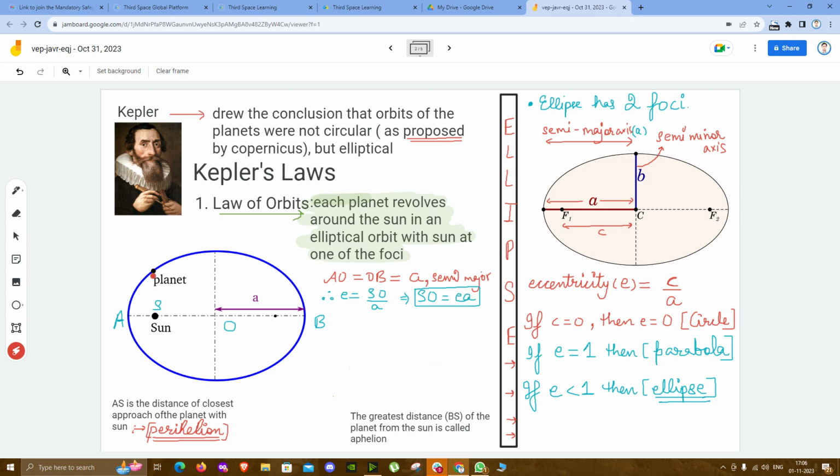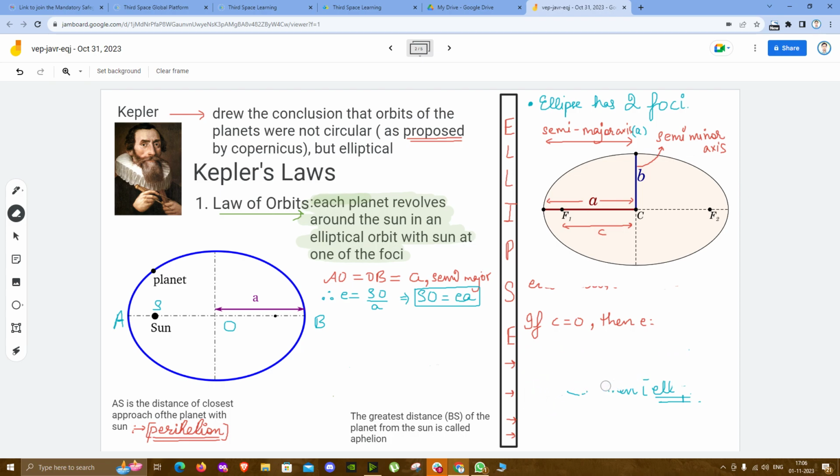Now let me erase some part for you so that I'll have the space to really explain some very important things. In the first law, the statement written in the green highlighted color will be enough for your statement. But there are some very important points called perihelion and aphelion, and what do they really mean? If E is equal to SO divided by A, the semi-major axis, then SO is equal to EA.